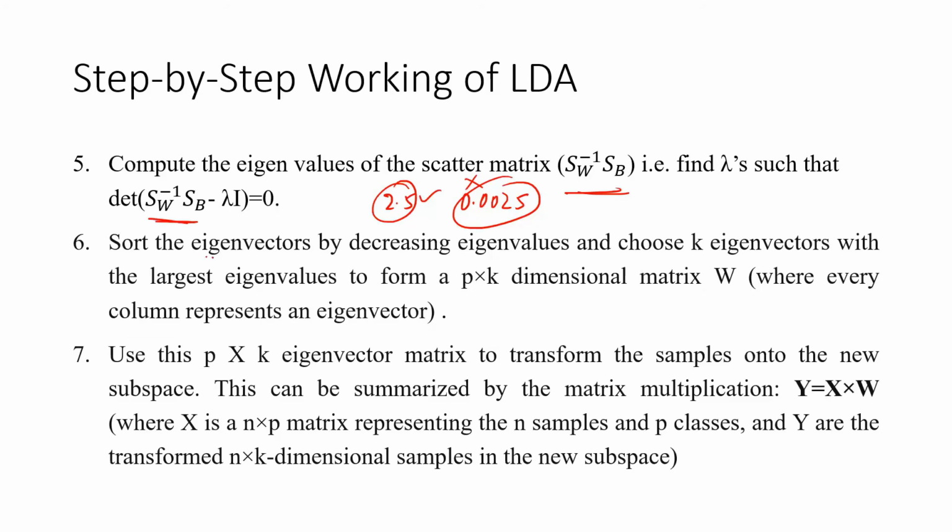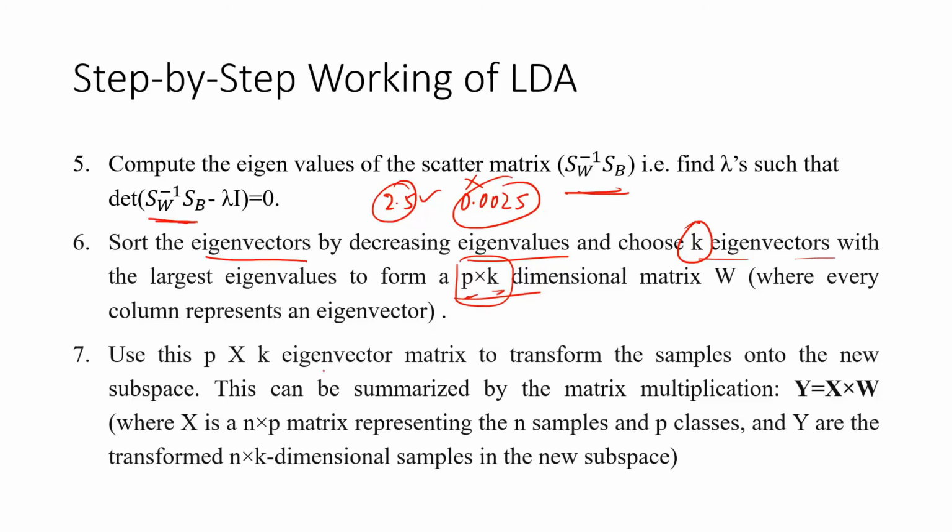Now sort the eigenvectors. Whatever you have calculated above, you have to sort the eigenvectors by decreasing eigenvalues, and choose k eigenvectors with the largest eigenvalues to form p into k. Let's say there are maybe seven different eigenvalues that you have got, but out of that only two were significant enough, and the other five were very small, like 0.0025, 0.00025, something like that, very low. So you have to keep only the first k eigenvectors, and your dimension will be p into k. In that case, p is the number of classes, k is the dimension.